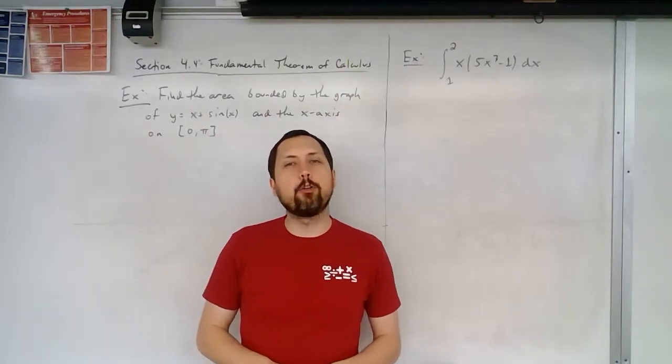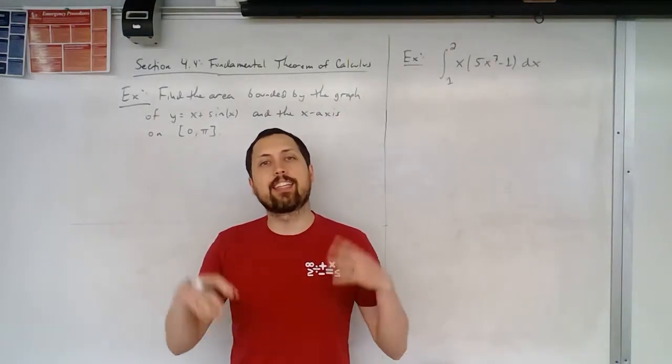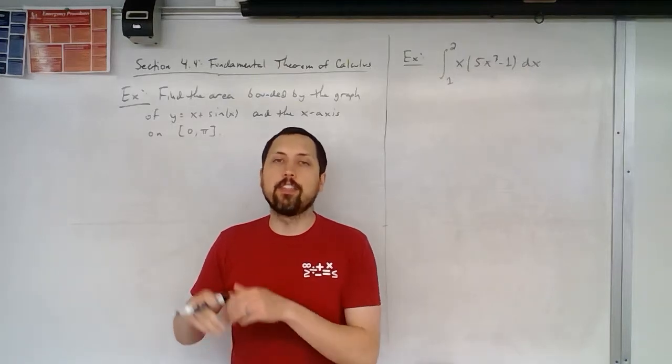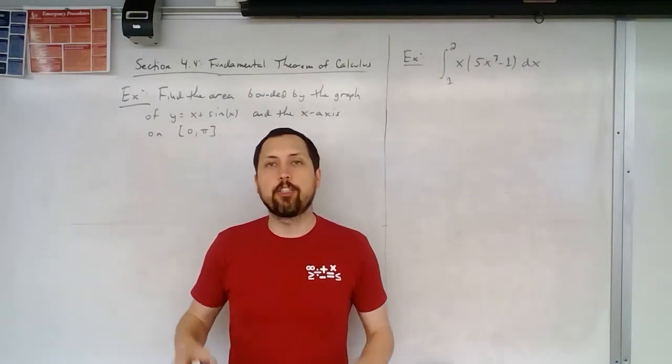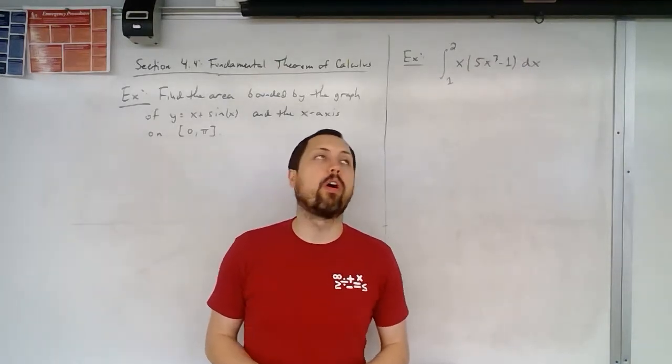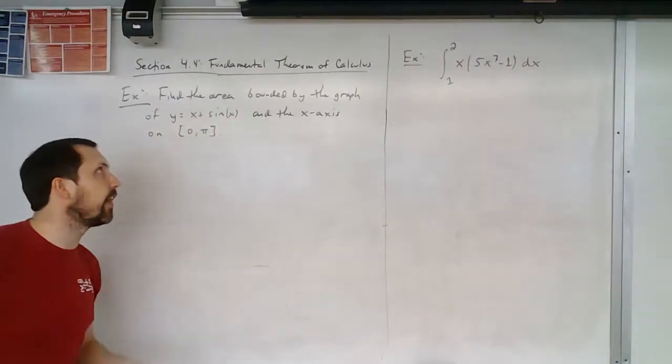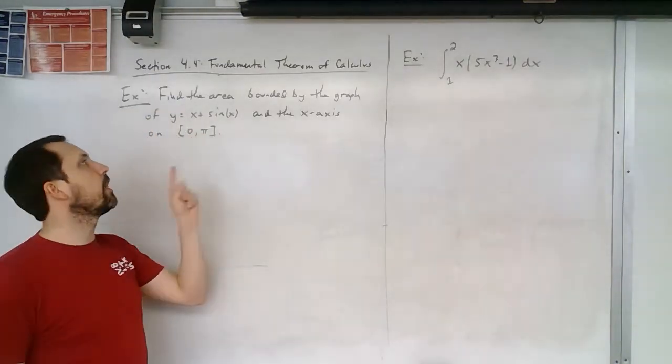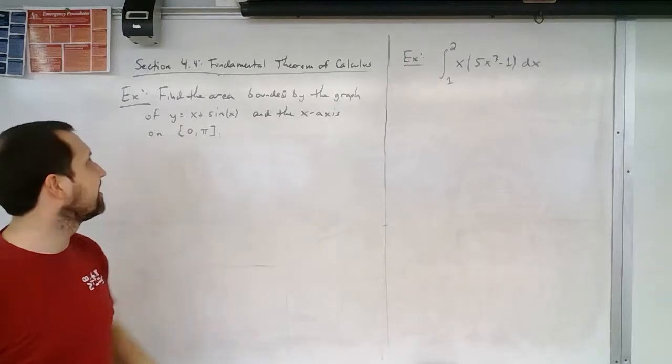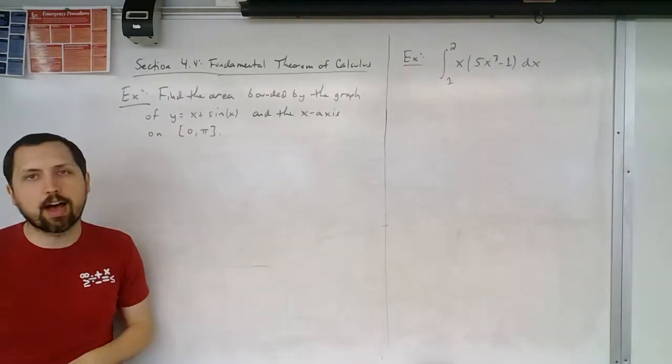I'm going to take a look at a few more examples that are going to, again, connect all these pieces of these areas, anti-differentiation, and the fundamental theorem of calculus, part 1. So this first question: find the area bounded by the graph of y equals x plus sine x and the x-axis on the interval 0 to pi.